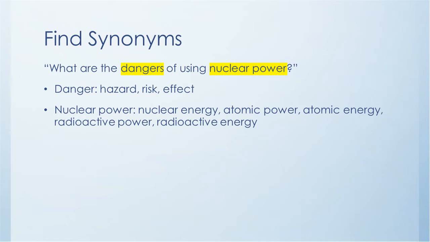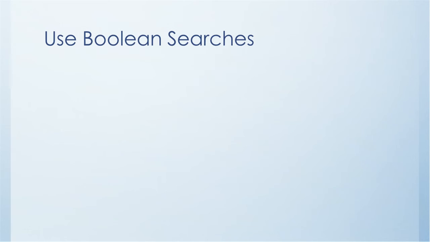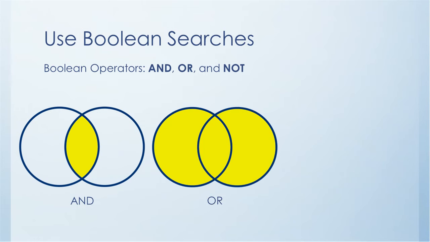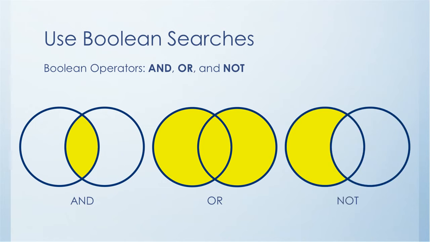Once we have our keywords and their synonyms, the next step is to use Boolean searches. Boolean searches use a combination of keywords and the operators AND, OR, and NOT. Using AND will narrow your search between two or more keywords. This will only give you results that include all of your keywords. OR widens your search. It'll give you results that include any of your keywords. NOT also limits your search. This way, your results will include one keyword, but not the other.